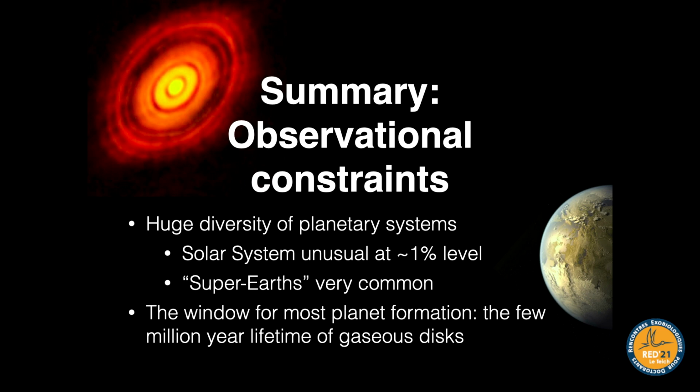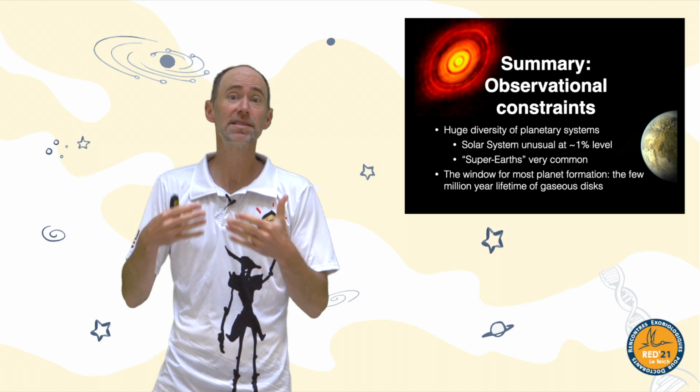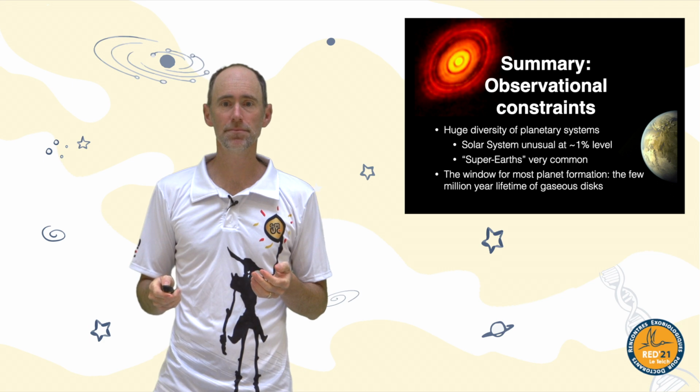Just to quickly summarize the observational constraints, there's a lot of diversity of planetary systems. The solar system we are pretty confident is unusual at about the 1% level. Super Earths are all over the place. And there's a window in which most planets have to form, which is a few million years. This is the lifetime of gaseous planet-forming disks that we see around other stars. So that's the end of observational constraints.